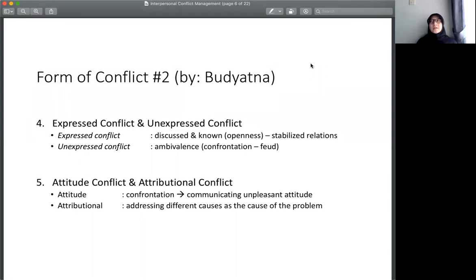On the contrary, unexpressed conflict will cause several problems. For example, ambivalence. Ambivalence is subjectivity. If this subjectivity does not receive an appropriate response, it will cause a bigger problem. For example, confrontation or feud.